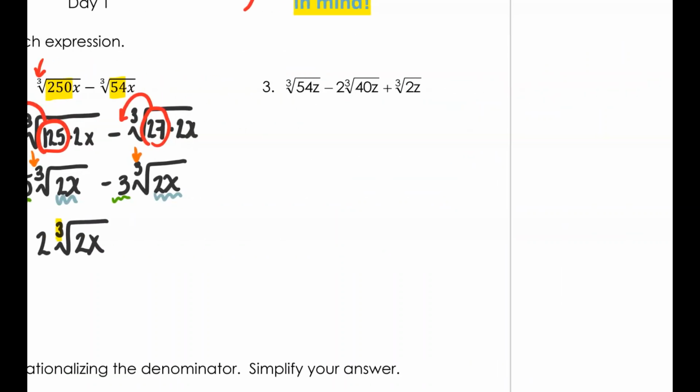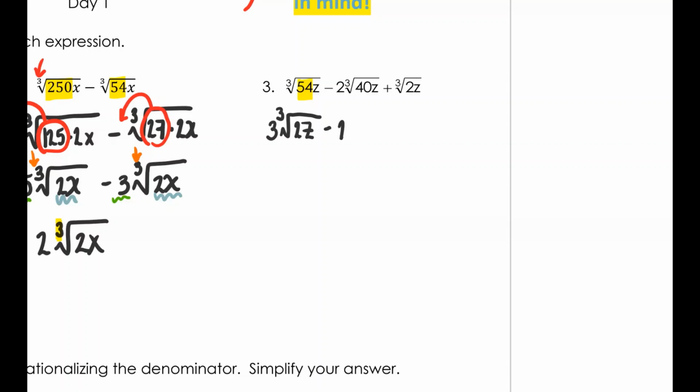All right, number 3, I've got the cubed roots of 54z minus 2 on the cubed roots of 40z plus the cubed roots of 2z. Well, this first one, this is the same value, the 54, so we already went through that one. So that's going to simplify to 3 on the cubed roots of 2z.